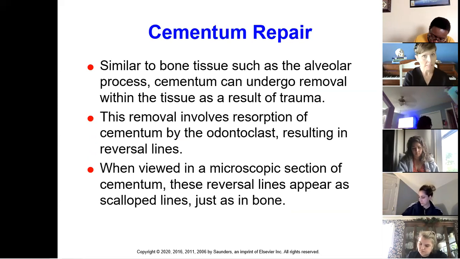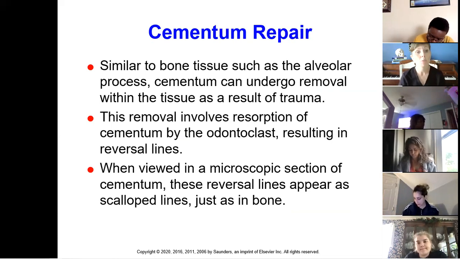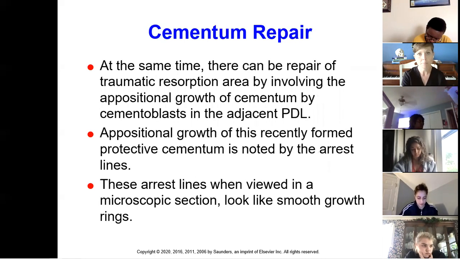All right, cementum repair. Similar to bone tissue, such as the alveolar process, cementum can undergo removal within the tissue as a result of trauma. This removal involves resorption of cementum by the odontoclast, resulting in reversal lines. When viewed in a microscopic section of cementum, these reversal lines appear as scallop lines, just as in bone. At the same time, there can be repair of traumatic resorption areas by involving the appositional growth of cementum by the cementoblast in the adjacent PDL.